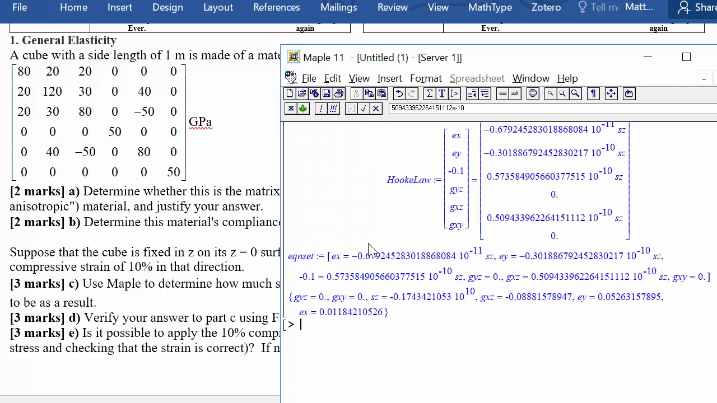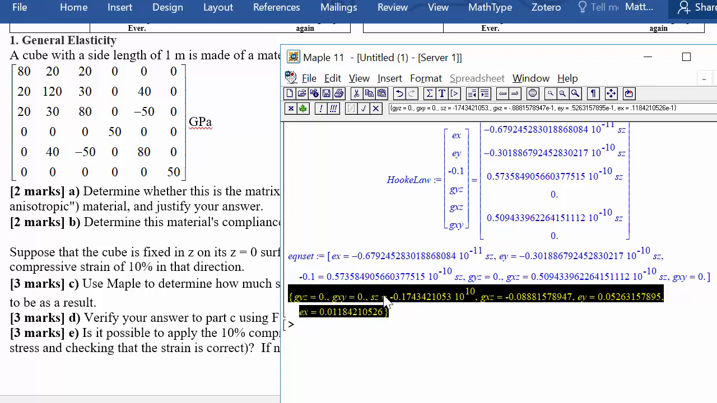Okay, so here's the solution to that. We've got what all of the strains are, and we've got the stress. So the stress that makes this work should be negative 0.17 E10 pascals, and all of the strains that result in the other directions are written down there.